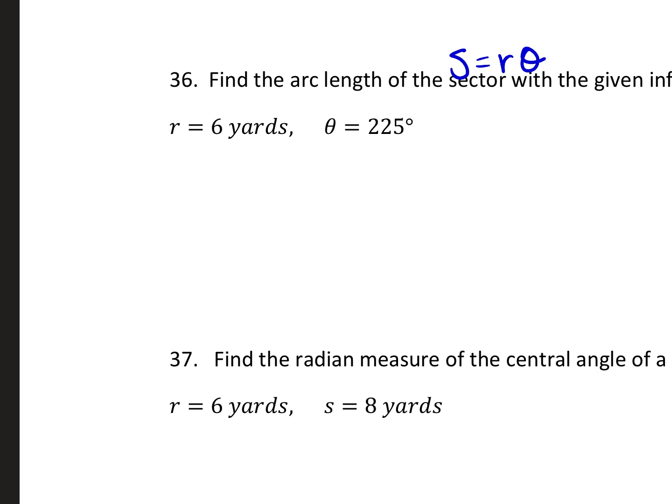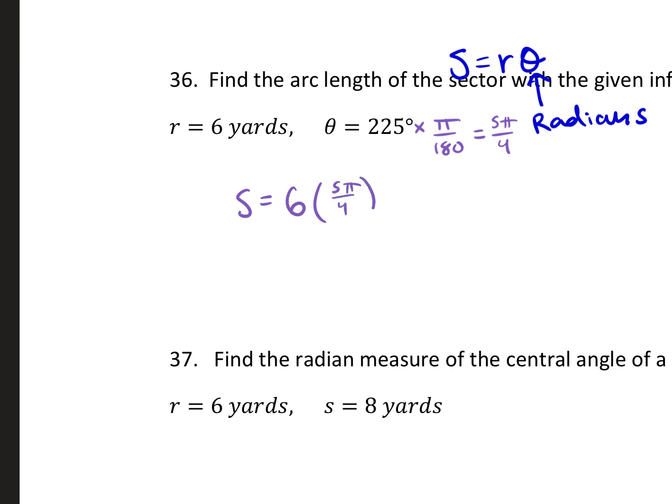S is equal to R times theta. What does theta have to be in? Radians. So what do I need to do before I start plugging in? Convert it to radians. So I would multiply by pi over 180, which changes this to 5 pi over 4. So now I can plug in my R and my theta. So S is equal to 6 times 5 pi over 4. So S is equal to 30 pi over 4, which simplifies to 15 pi over 2.